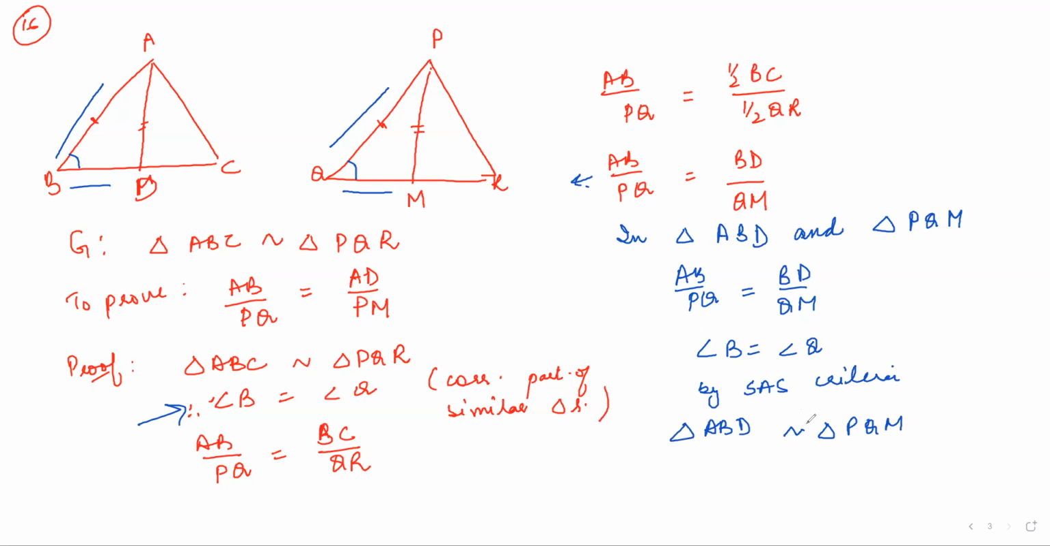And when the triangles are similar, that means their corresponding sides are also in proportion. So I can write that AB by PQ is equal to AD upon PM. This is what you need to prove. Corresponding sides of similar triangles, you can write.